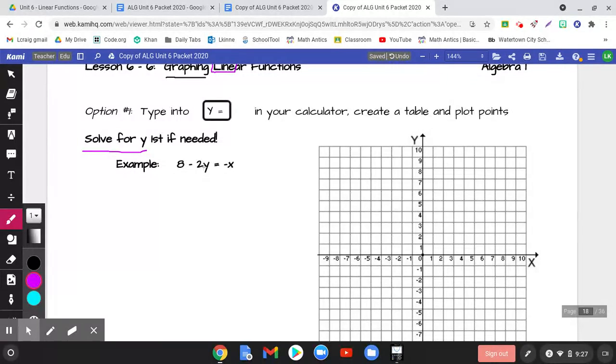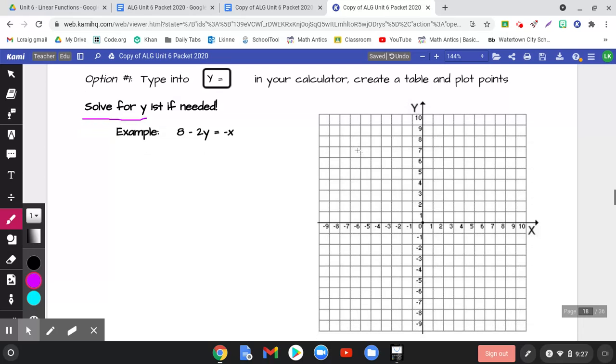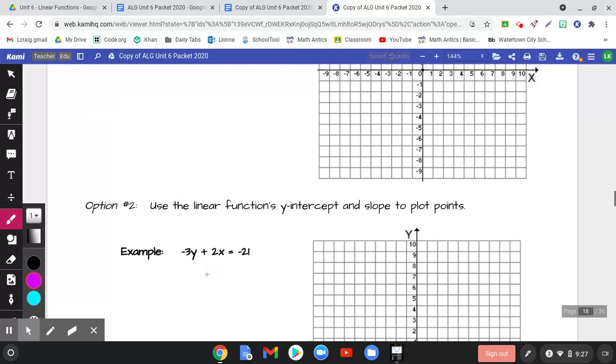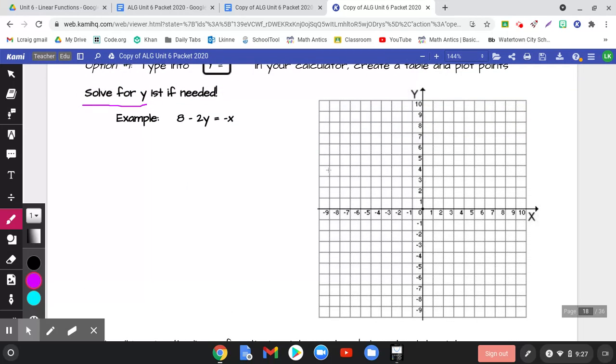So the first option, I'm going to show you how to create a table and plot points in your calculator. And this can be used for any type of function. We used this a little bit last chapter too. The other method is strictly for linear functions. It's a little faster, but again, you can always use this graphing calculator.